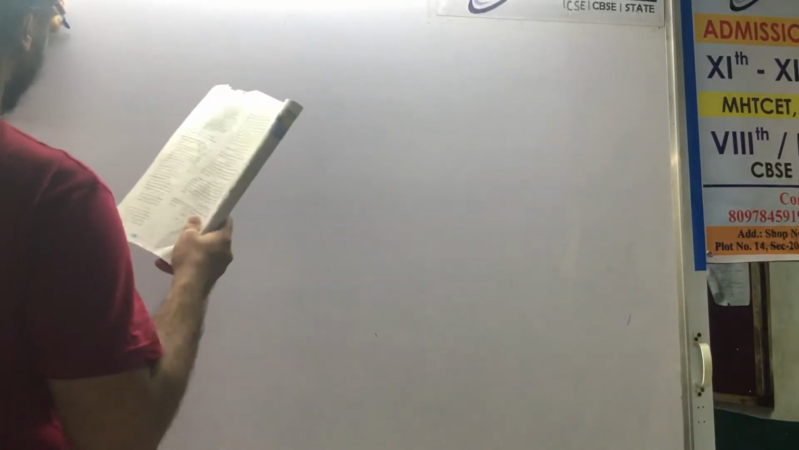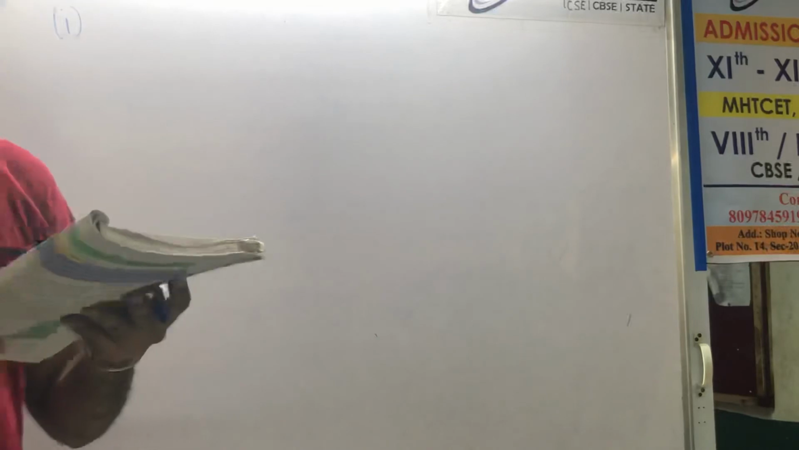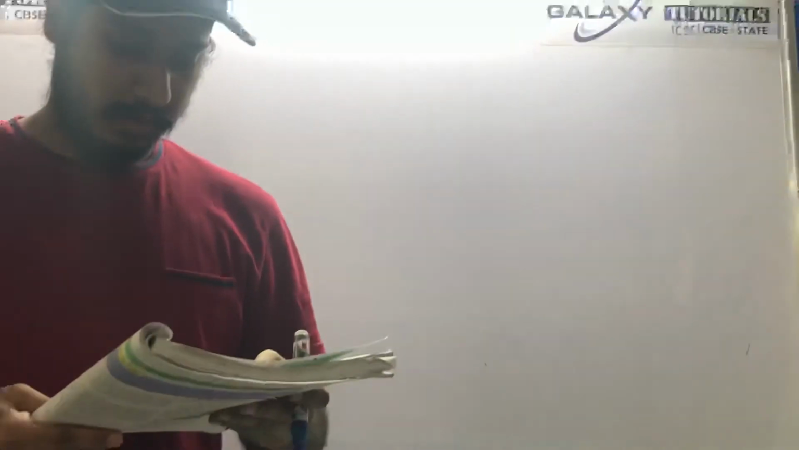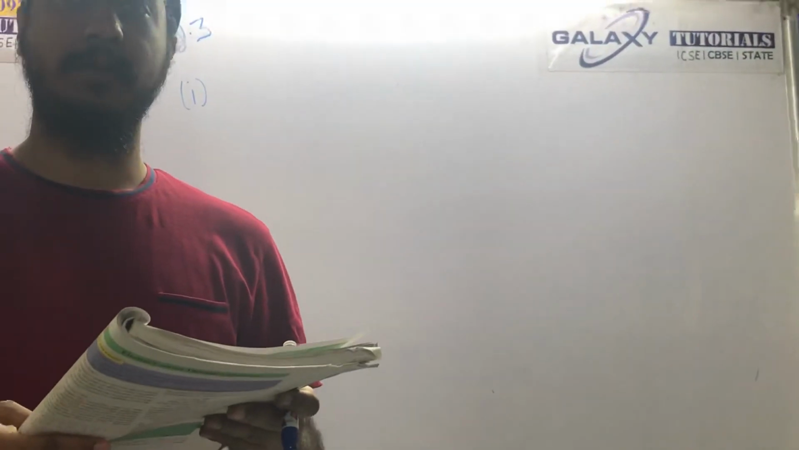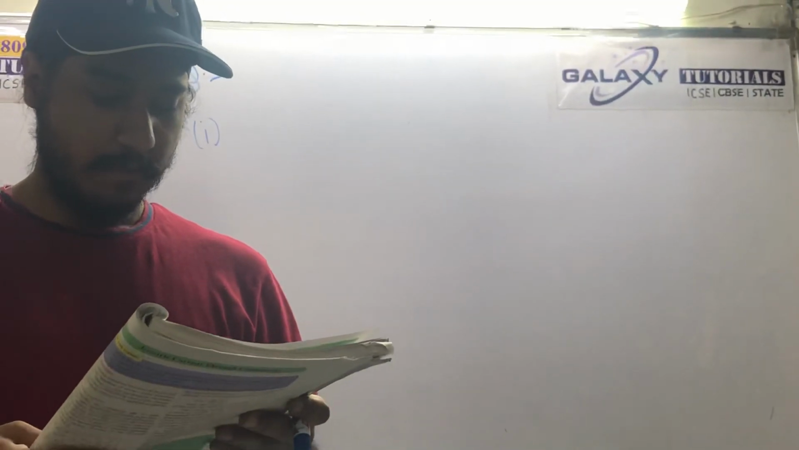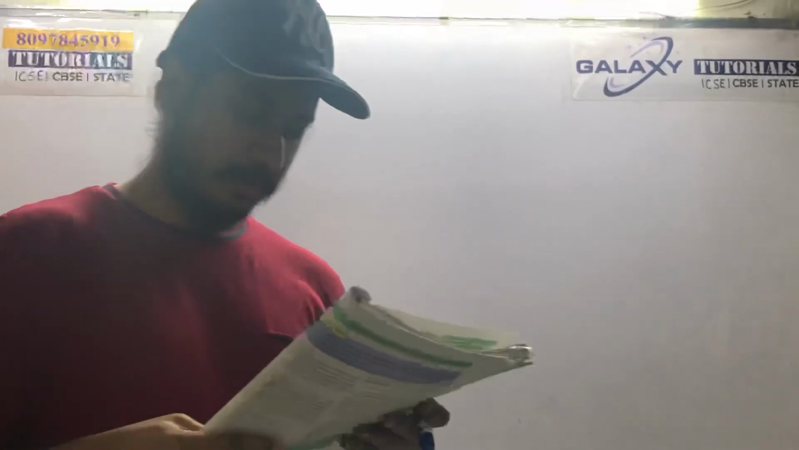First part is, I will read the question for you first. Two small spheres 18 cm apart have equal negative charges and repel each other with a force of 6 into 10 raised to the power minus 8 Newton. Find the total charge on both the spheres.